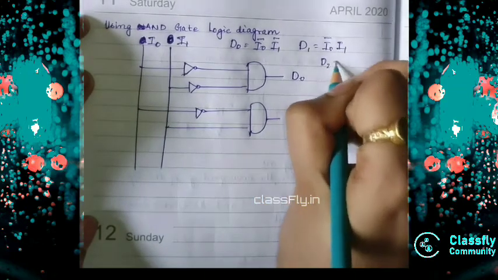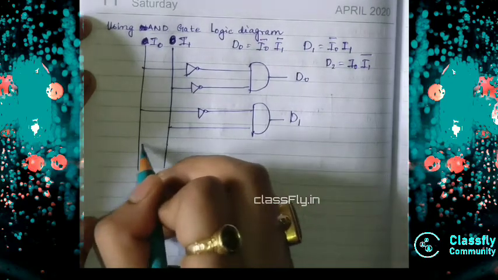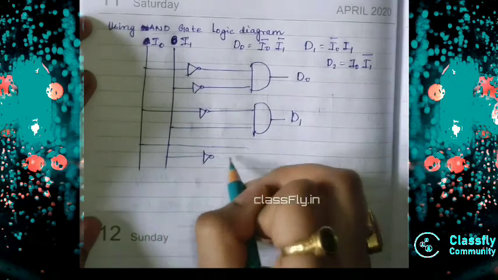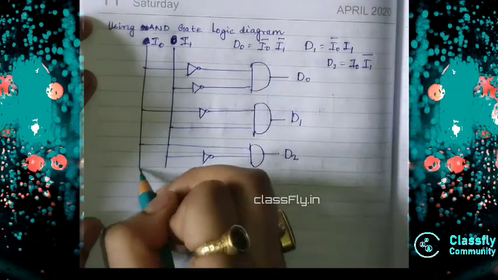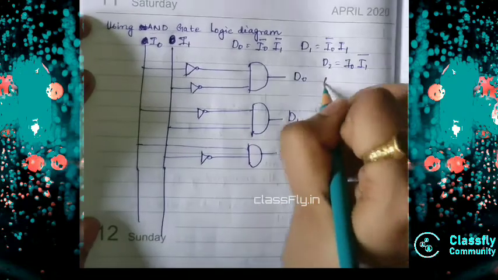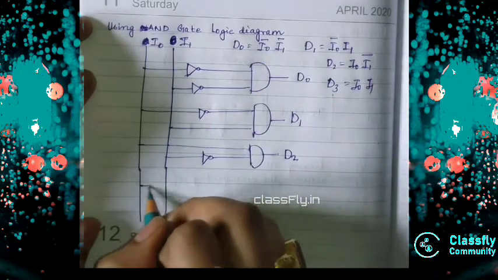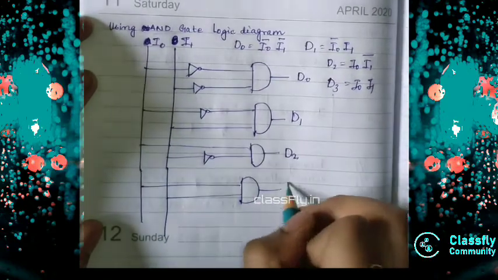For D2 it was I0 I1 bar, so I will take I0 I1 bar and I will represent this as D2. Similarly for D3 it is I0 and I1. So I0 and I1 with the AND, and I get my D3.